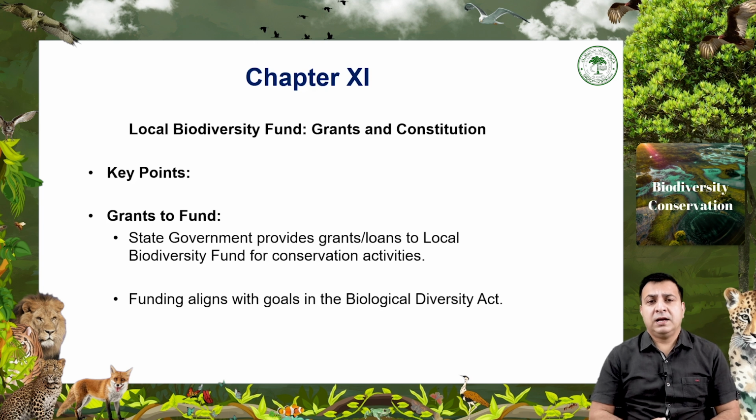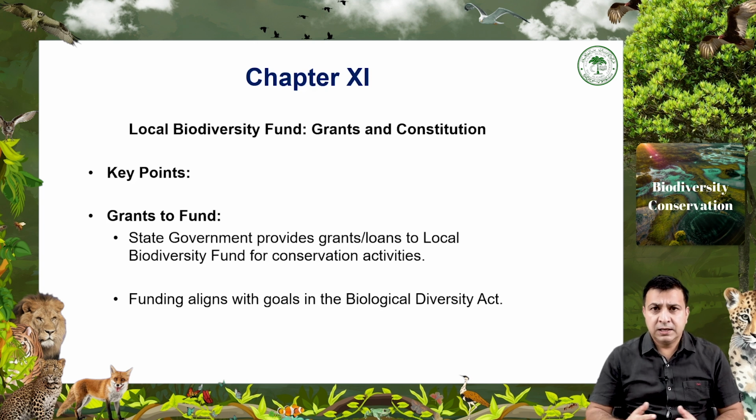Chapter 11 talks about grants to the local biodiversity fund. The state government is authorized to allocate funds to the local biodiversity fund. These funds are made available through grants or loans as determined by the state legislatures to support activities outlined in the Biological Diversity Act of 2002. The funds are also used specifically for the conservation and promotion of biodiversity within the local jurisdictions of the Biodiversity Management Committees.